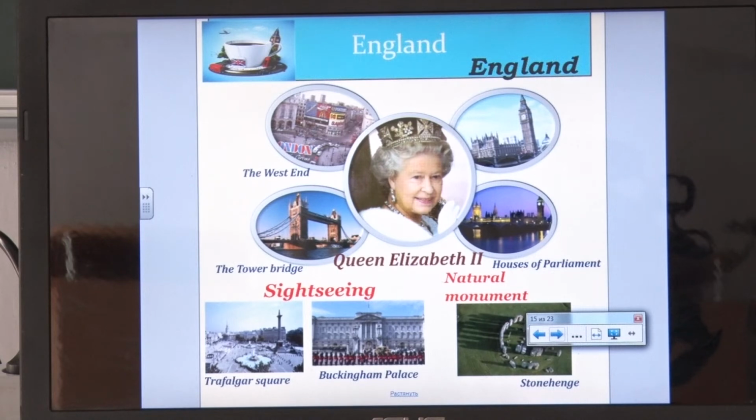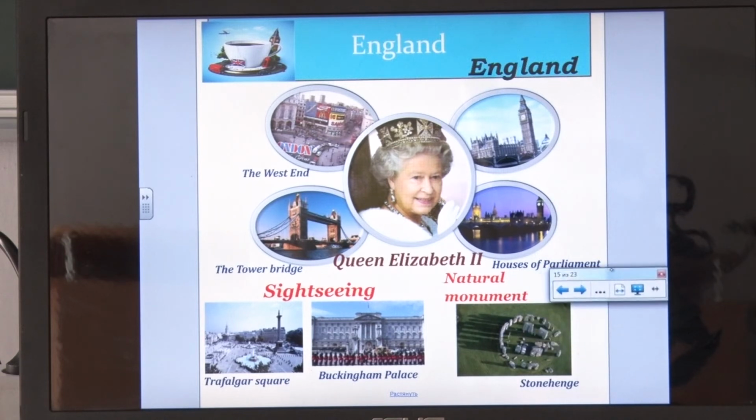The West End in London is the center of the entertainment. Here you can visit any theaters, museums. While writing about the West End, you can write about the galleries, art galleries, the theaters, cinemas, and the shopping centers. Tourists adore this place. And also the natural monument that tourists come to visit from all over the world, any countries, is Stonehenge.